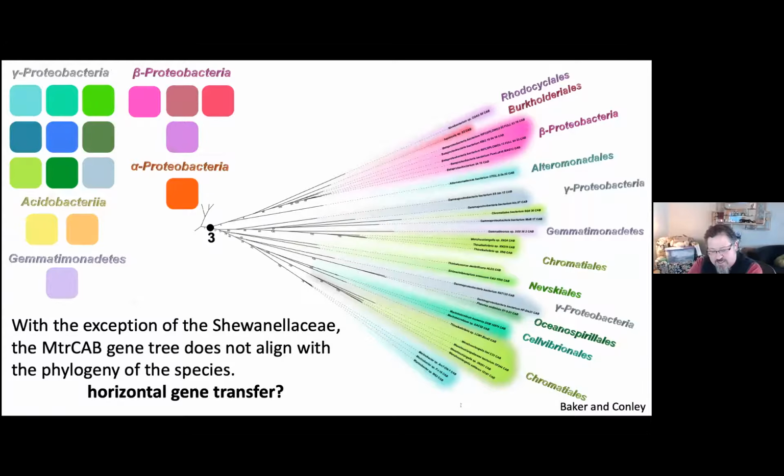Basically, what's happened is we see evidence for what we think is horizontal gene transfer, because we end up having organisms from a whole bunch of different groups of microbes. So we've got alpha proteobacteria, beta proteobacteria, gammas, and there's a gemma in here too, that all have MtrCAB pathways that are phylogenetically pretty similar.